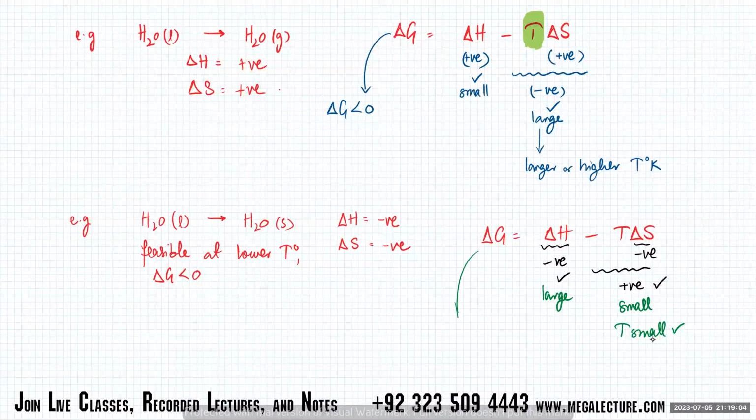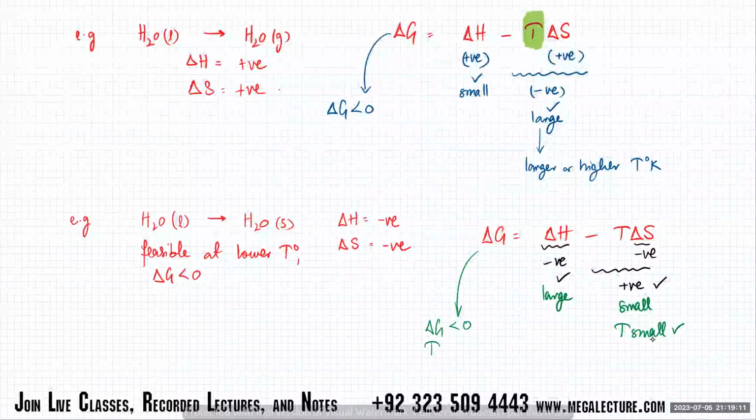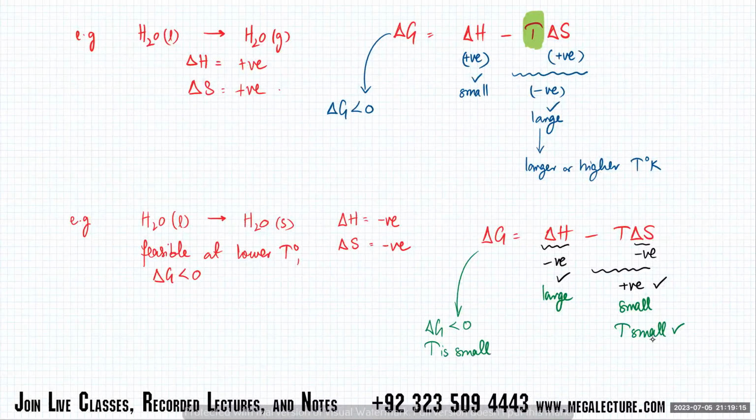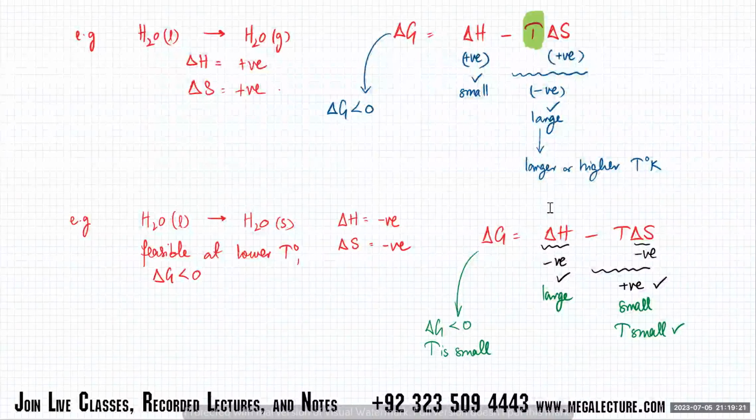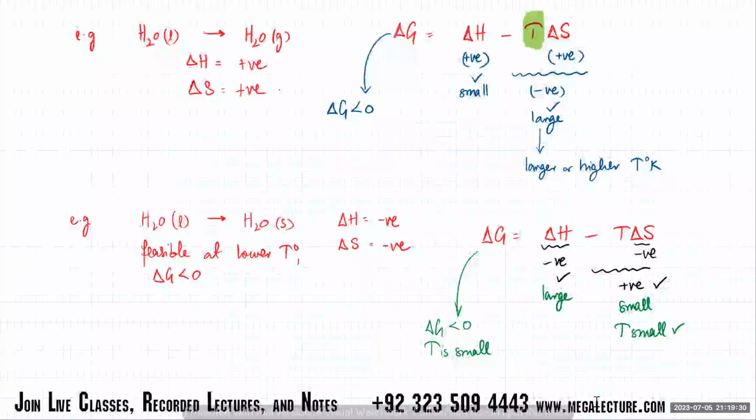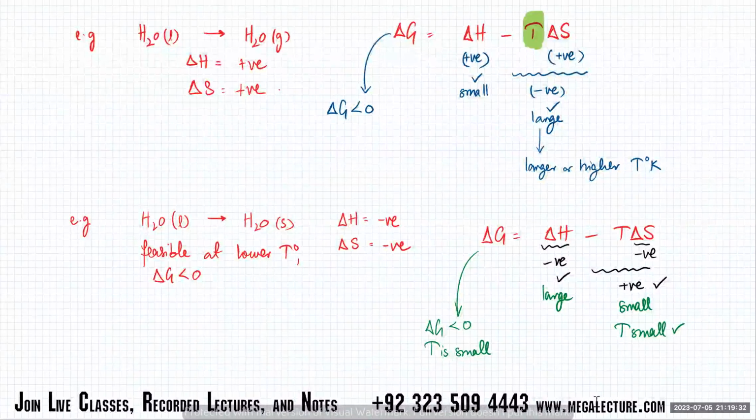So delta G will come out to be less than 0 if T is small. We already discussed that making ice happens at a lower temperature, right? So is this clear that by just using the Gibbs free energy without any values, I was able to predict when the reaction will become spontaneous or feasible? Is this thing clear? This one, both examples? Yes.